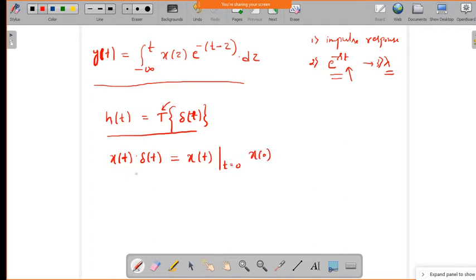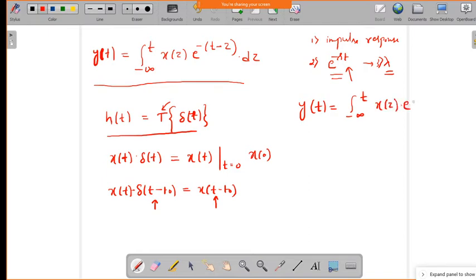Okay, similarly if you have the time shifted version, x of t into del of t minus t naught, then this will be equal to x of t minus t naught, the input shifted signal when the impulse is shifted. Okay, so these are the properties we know, so we use these properties to find it out. Now the output is already given here, which is the integral from minus infinity to t of x of tau into e power minus of t minus tau into d tau.